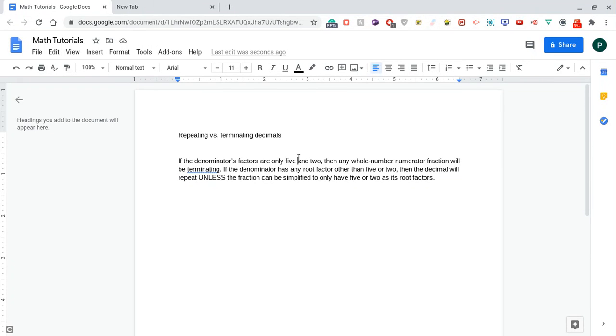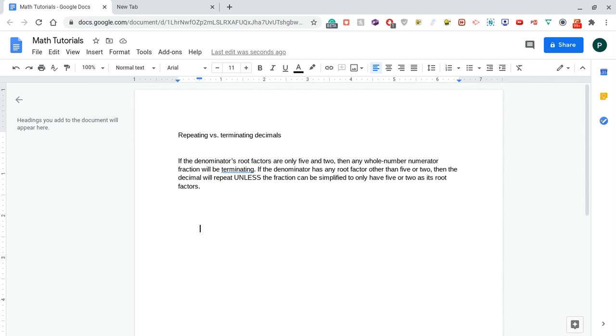If the denominator's root factors are only 5 and 2, then any whole number numerator fraction will be terminating. If the denominator has a root factor other than 5 or 2, then the decimal will repeat, unless the fraction can be simplified to only have 5 or 2 as its root factors.